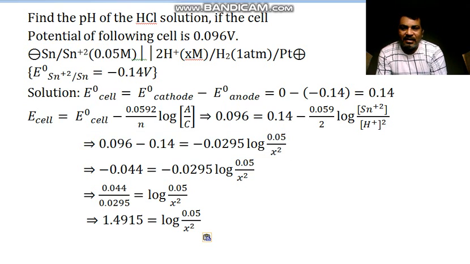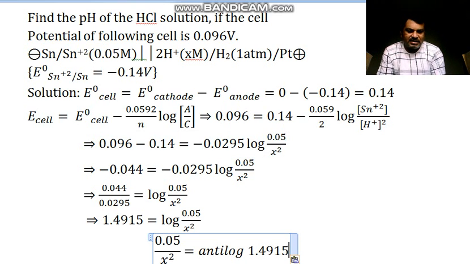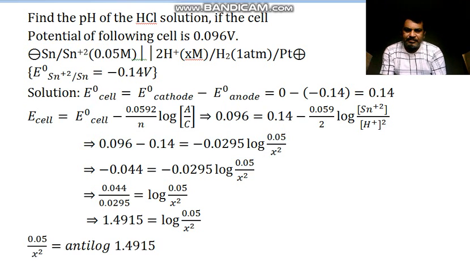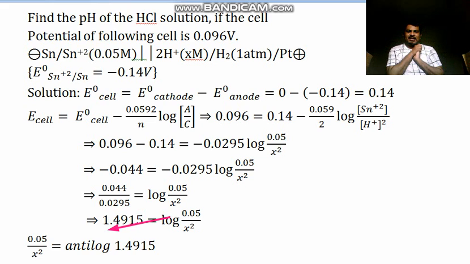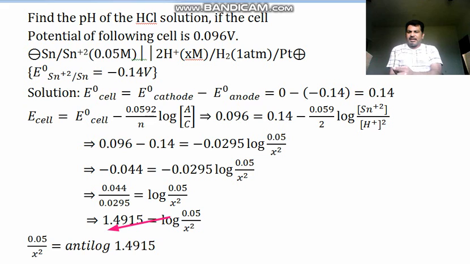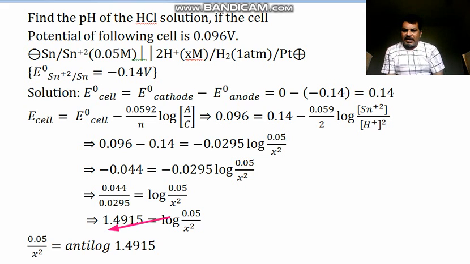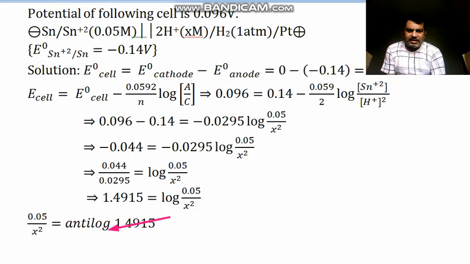So now further we are going to calculate, and this is the calculation over. And 0.05 upon x square remains as it is, and the log will become anti-log when it goes to the other side. I hope you understand that now this step is different, and 0.05 upon x square is equal to anti-log 1.95. Hope that you understand this, okay.